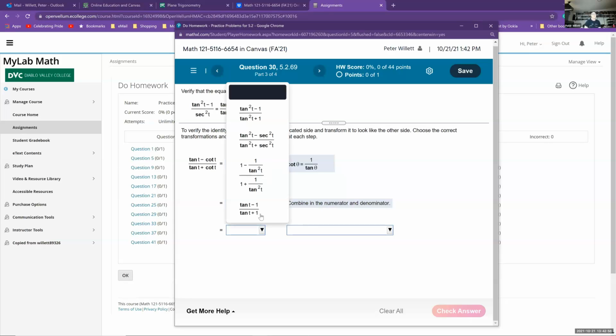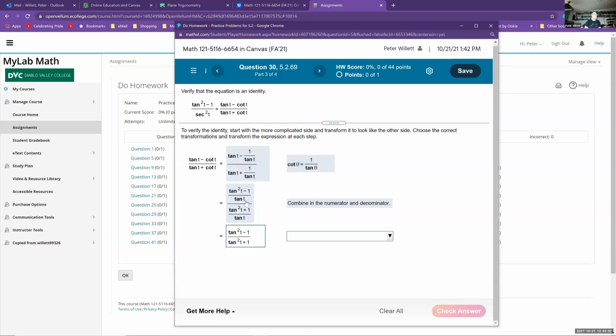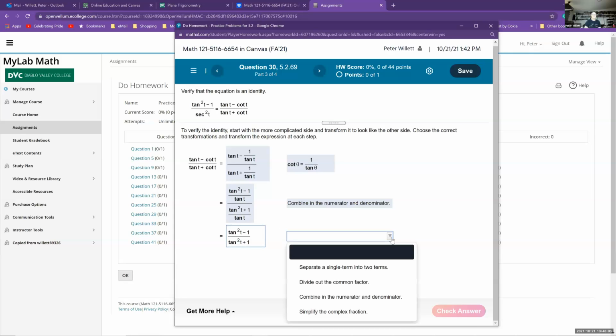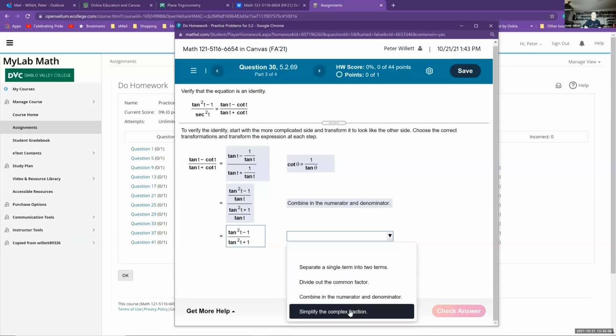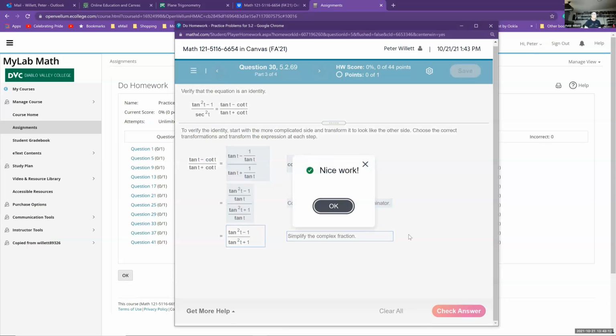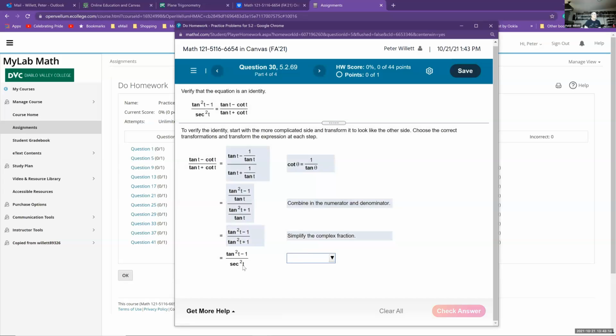So then they took an extra step to say then we would get to this, and that's when they multiplied the top and the bottom by tan t. So simplify the complex fraction. And then in the final step, replacing the bottom with the trig identity, which they just have done for us. And that's because 1 plus tan squared is equal to secant squared.